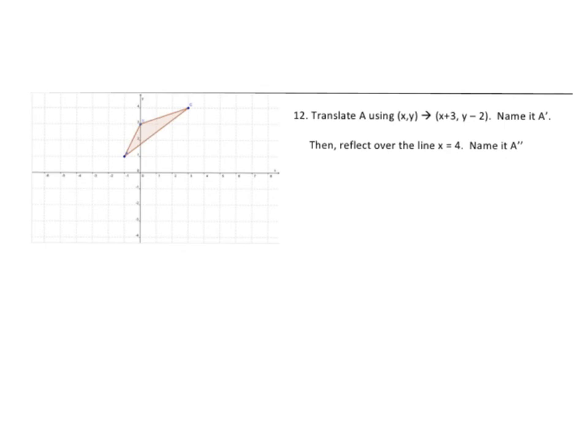And finally, number 12. Translate point A, so just one point, using a translation of x plus 3, y minus 2. Name it A prime. So let's do that first. Plus 3 in the x direction is going to be a right 3, and y minus 2 is going to be down 2. So let's take A and go 1, 2, 3, down 2, and put a dot, and we'll call that A prime.